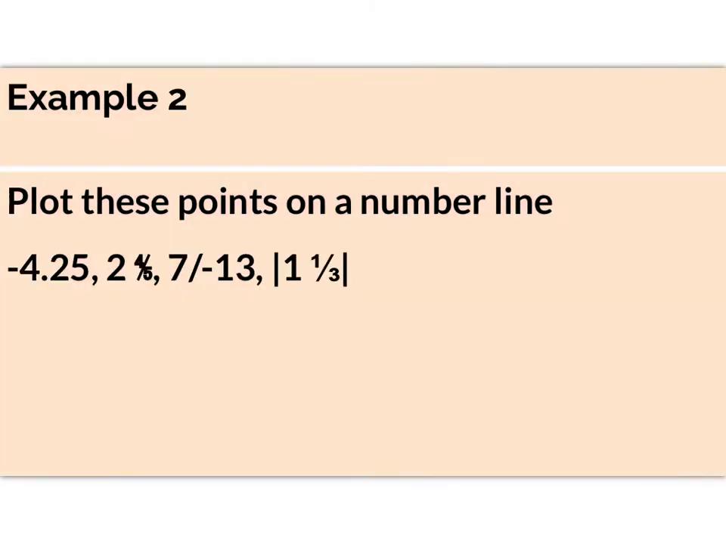Okay, here's example 2. Negative 4.25, 2 4/5, negative 7 over 13, and the absolute value of negative 1 1/3. So we've seen absolute value in the first 10 lessons, I believe. The absolute value is a distance, so it's always positive. So that's going to be 1 1/3. I'm just going to rewrite that one. And let's see what it looks like on the next slide.